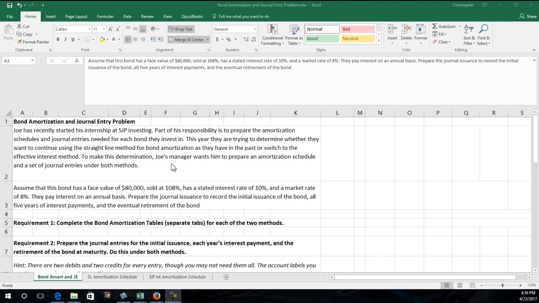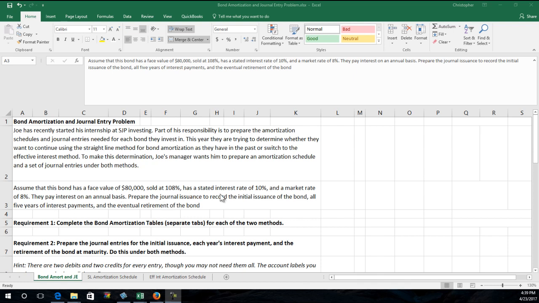To make this determination, Joe's manager wants him to prepare an amortization schedule and journal entries under both methods. So here's the important, relevant data that we need. Assume that this bond has a face value of $80,000, sold at 108%, has a stated interest rate of 10%, and a market rate of 8%. They pay interest on an annual basis.